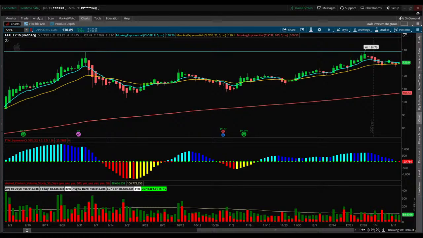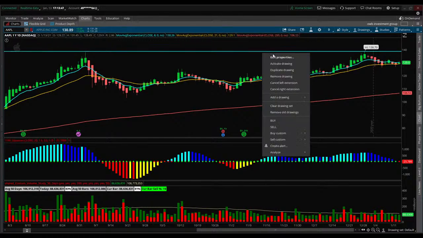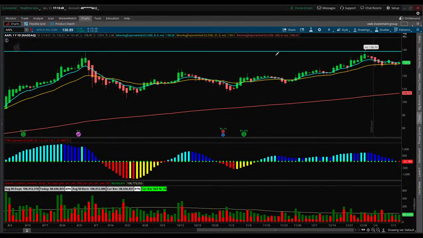Okay, so edit properties. Here, let me do it again. I'm going to right click the line, edit properties. My line is red, but it doesn't go all the way through. It just starts at the wick and goes forward. How would I make it go all the way through?